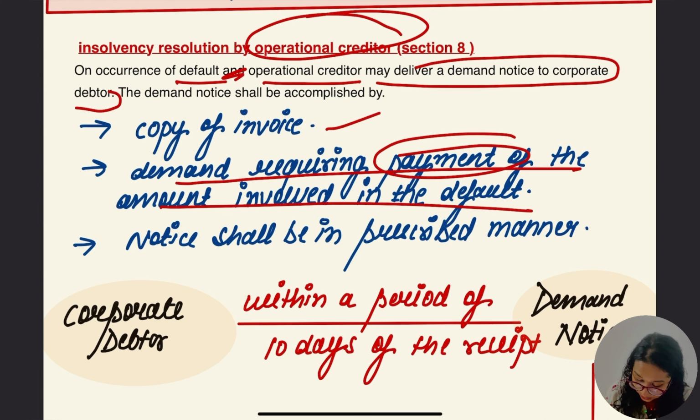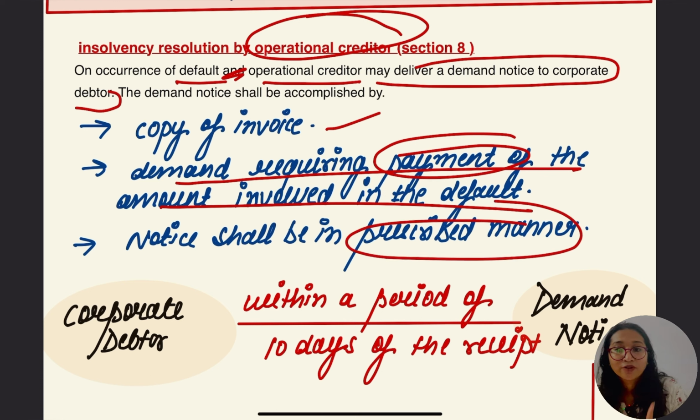Third says the notice shall be in the prescribed manner. So first of all, along with that demand notice, a copy of the invoice, payment, and third, the prescribed manner. The notice is to be in the prescribed manner. Which notice? The demand notice, along with these things, is to be furnished properly to the corporate debtor by the operational creditor. Hope this point was also clear.